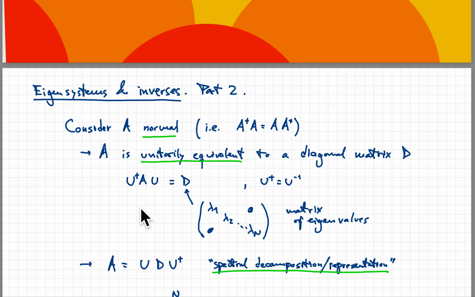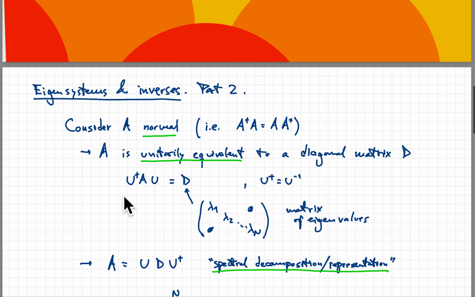And remember that U being unitary means that U dagger is equal to its inverse. So if you have U, then the inverse is simply obtained by taking the dagger, so transpose complex conjugate. In this case, the matrix U is made out of the eigenvectors of A organized in columns. The first column of U is the first eigenvector of A associated with lambda 1. The second column of U is the second eigenvector of A associated with lambda 2, and so on and so forth.